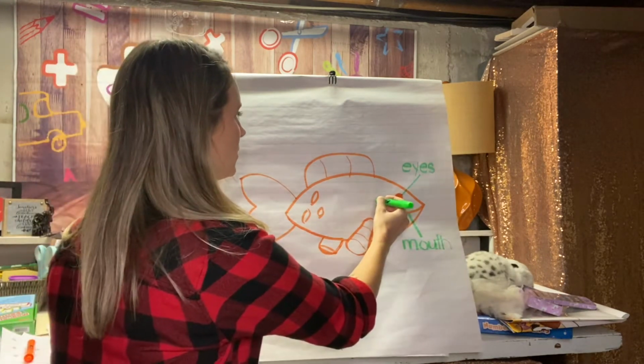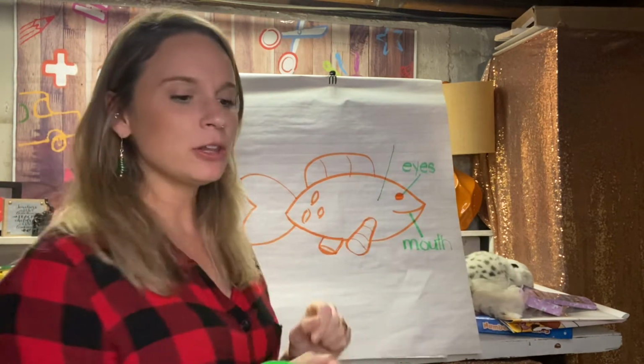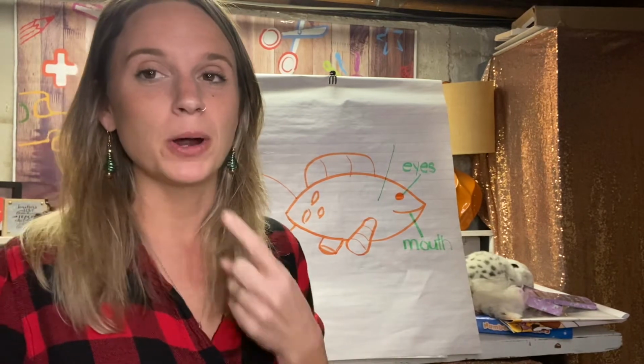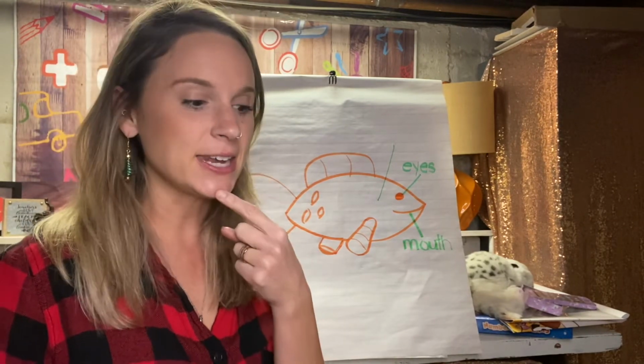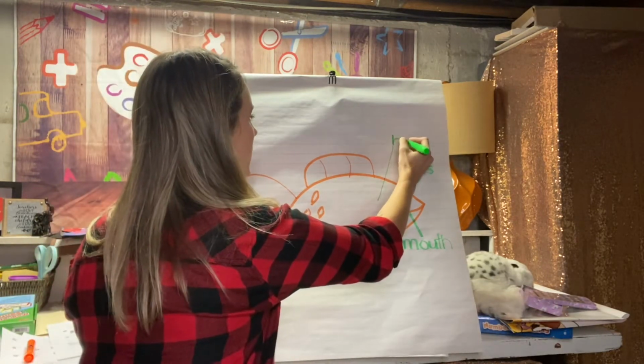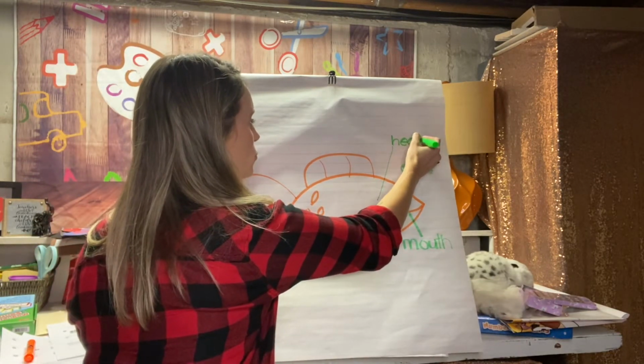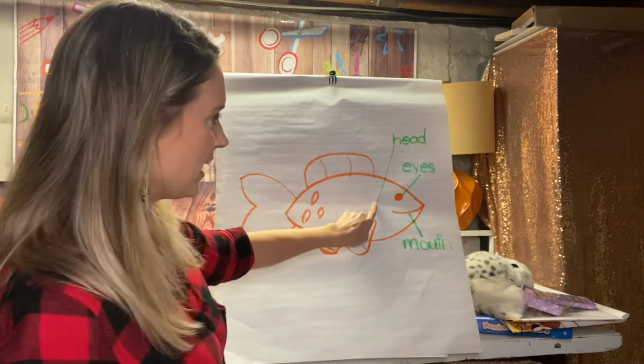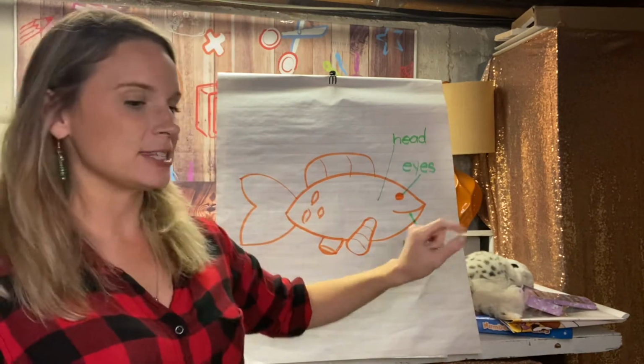So I'm going to point in the middle, I'm going to draw a big line up, and I'm going to look in my word bank for the word head, which starts with the letter H. Okay, and in my word bank, it tells me how to spell it. So there's his head, his eyes, and his mouth.